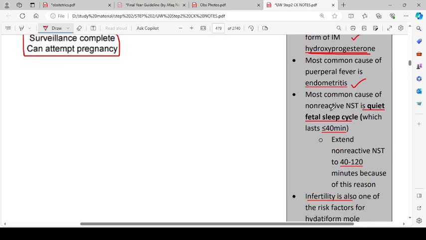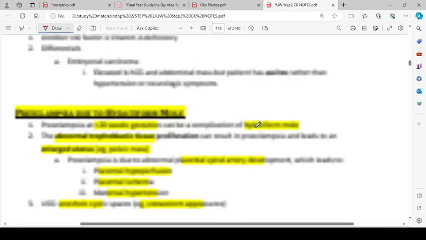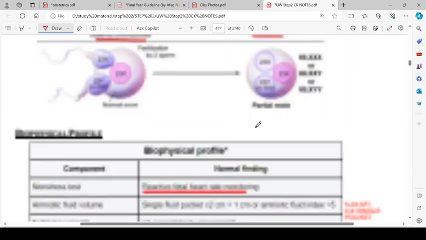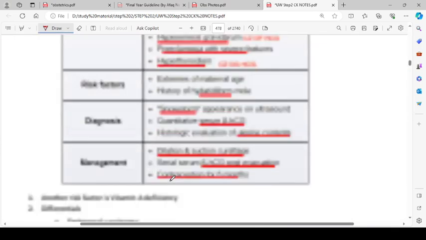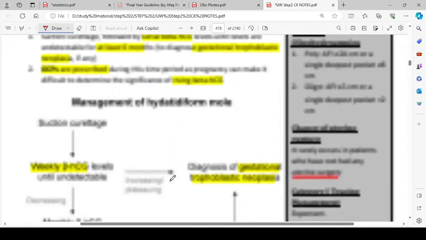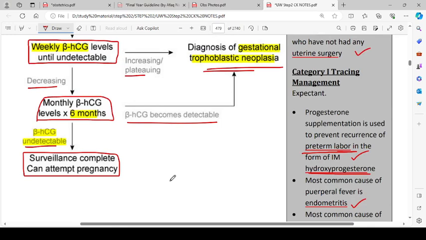Most common cause of non-reactive NST is quiet fetal sleep cycle, which lasts less than 40 minutes. What is NST? Non-stress test, that is NST. So the most common cause of non-reactive NST is the fetal sleep cycle. The fetus sleeps in the womb.